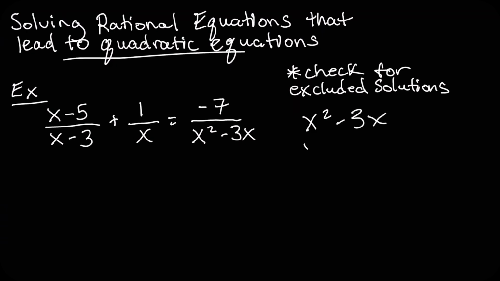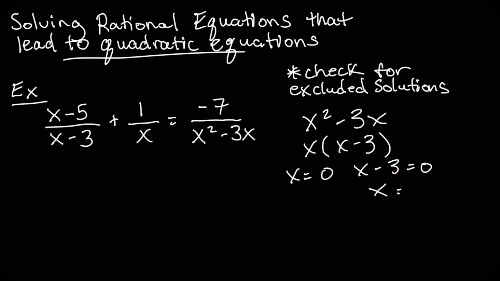So this will reduce to x times x minus 3, and we can set x equal to 0, and then we can set x minus 3 equal to 0, or x equals 3. So we don't want x to be equal to 0, and we don't want x to be equal to 3. So with that in mind, let's go ahead and solve our equation by multiplying our least common denominator over in the tops.